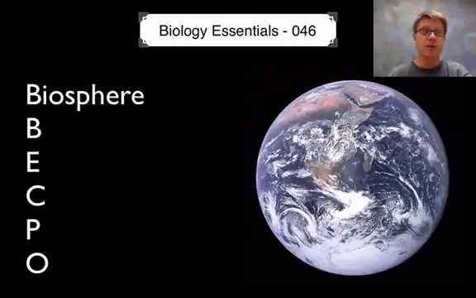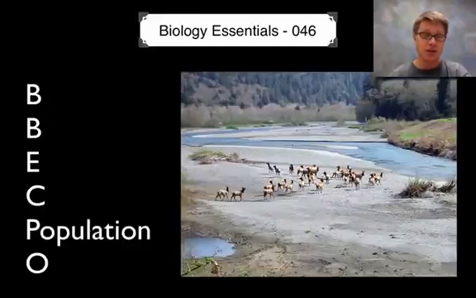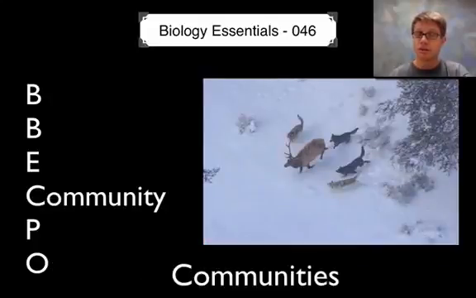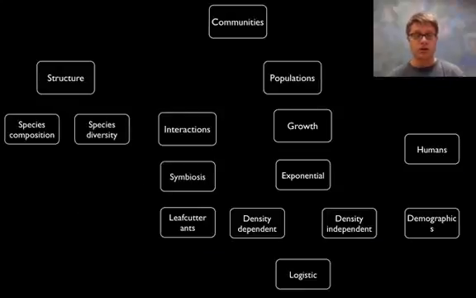And then finally we have the biosphere, and that's wherever life is on our planet, which is pretty much anywhere there's water on our planet, you're going to find life there. And so BBECPO shows us the levels all the way from biosphere down to organism. But we're dealing with community in this podcast, talking about how populations interact and how populations change over time.